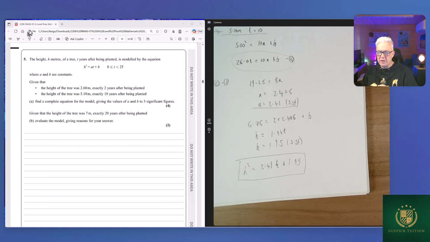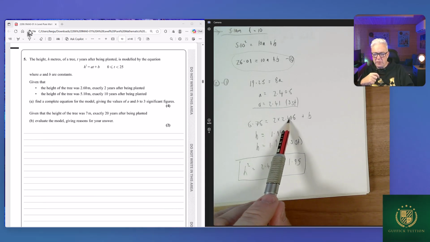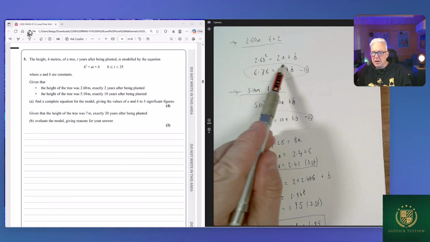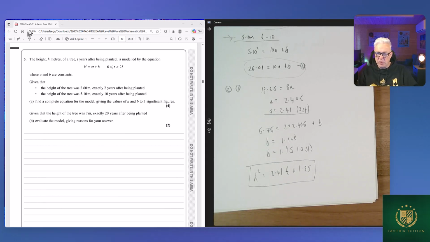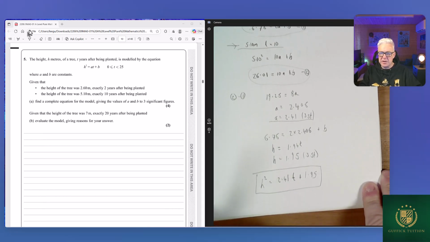Let's now sub that value of a back in to work out what b is. I've used a slightly more accurate version again, the 2.406, but 6.46 is equal to 2 times 2.406. So that's just simply subbing in to the first equation here, plus b. So therefore we can see that b turns out to be 1.95 to 3 significant figures. So that gives us our complete equation, and that's a really nice 4 marks. So we just subbed in the information to generate a pair of simultaneous equations, and then we solved them.